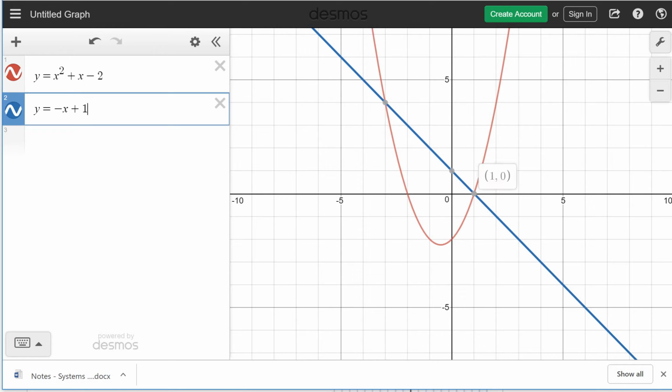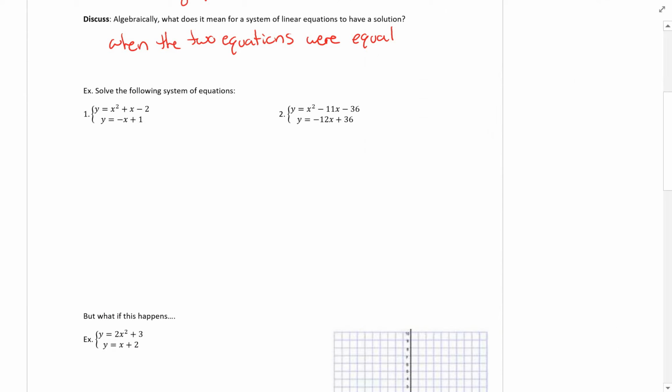If we take a look, the first coordinate is (1, 0), so I'm going to have a solution at (1, 0). The second coordinate is (-3, 4), so I'm going to have a solution at (-3, 4). Graphically, that's what this looks like: where do these two functions intersect? Since it's a quadratic, it should intersect twice. Sometimes it'll intersect once, sometimes it won't intersect at all, but our main focus for this chapter, for Math 1, is two intersection points. So let's get down to work.